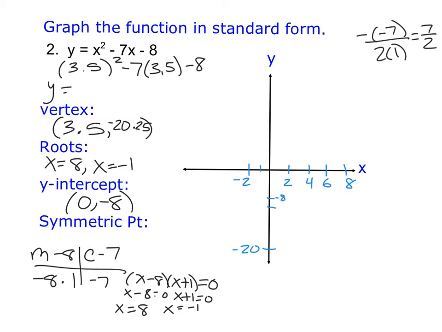That's good. So then when I go through, I'm going to plot my 3.5, -20. So that's like around here. And I'm going to label that as 3.5, -20.25. I got my -1. I got my 8. I got my -8. I'm going to draw this in the best I can.